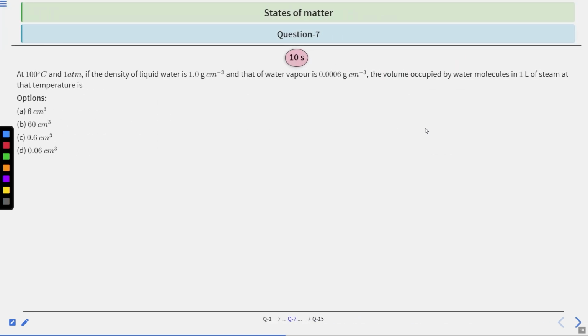Okay, so moving on to the next question, that is question number 7. At 100 degrees Celsius and 1 atmosphere, if the density of liquid water is 1 gram per cubic centimeter and that of water vapor is 0.0006 gram per cubic centimeter, the volume occupied by water molecules in 1 liter of steam at that temperature is. Options are 6 cm³, 60 cm³, 0.6 cm³, or 0.06 cm³. You have 10 seconds to solve this question. After that, we will see the answer.